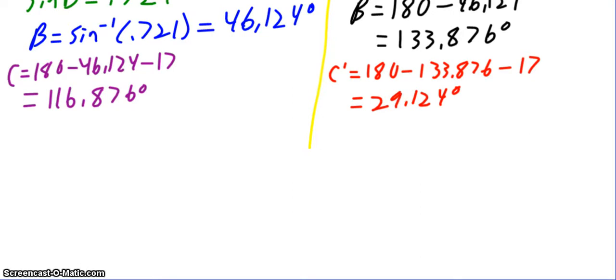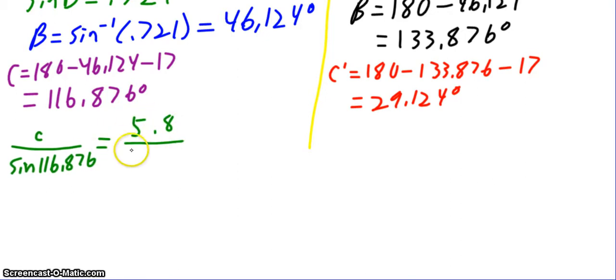Now all I have left to do for both solutions is to find side C. I'm going to use the law of sines, little c over sine of 116.876 equals, and again, use the givens whenever you can, so 5.8 over the sine of 17. So I know little c over here is going to be 17.695.